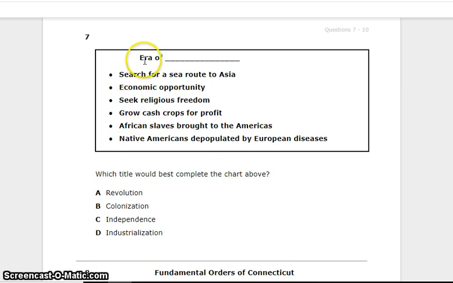Number 7. Era of blank. Search for sea routes to Asia. Economic opportunity. Seek religious freedom. Grow cash crops for profit. African slaves brought to the Americas. Native Americans depopulated by European disease. Which title best completes the chart above? Era of blank. A. Revolution. B. Colonialization. C. Independence. D. Industrialization.